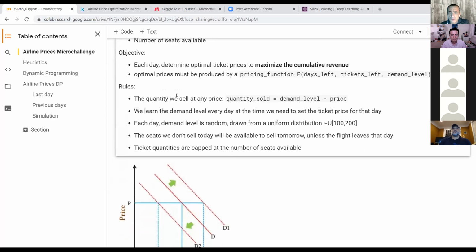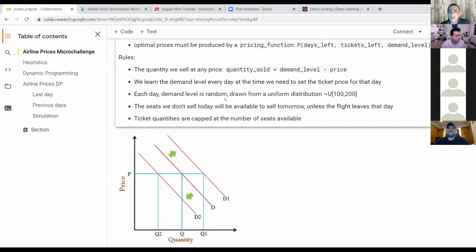Now, there are a couple of rules that govern this whole thing. First of all, the relationship between the quantity and the price is given by this rather textbook-looking relationship, which many of us may remember from economics classes. So there is some demand level, and the price and quantity basically add up to the demand level. This has nothing to do with real units or how the thing works in practice.